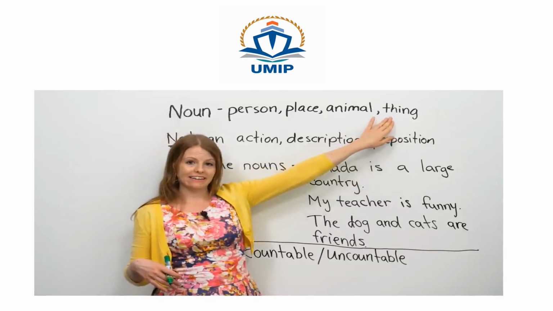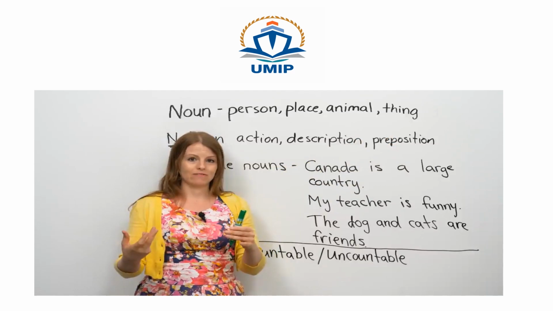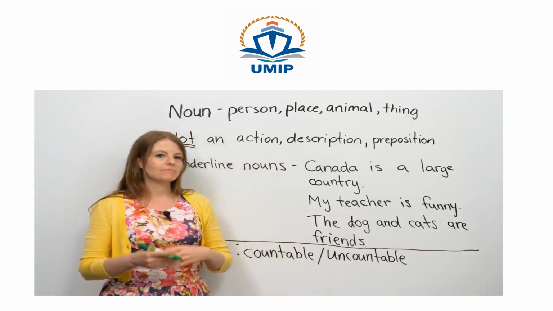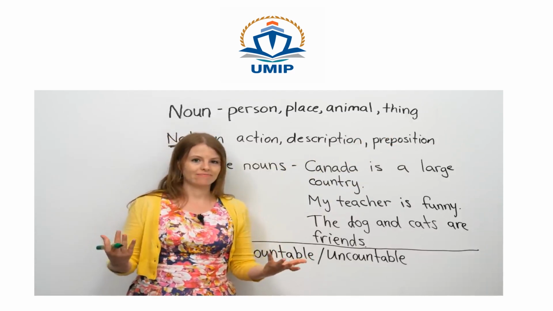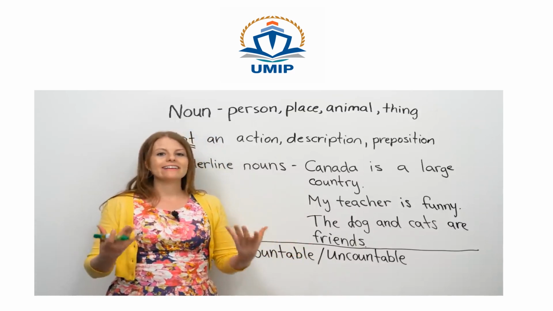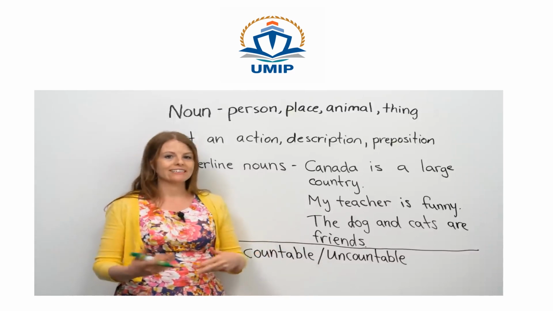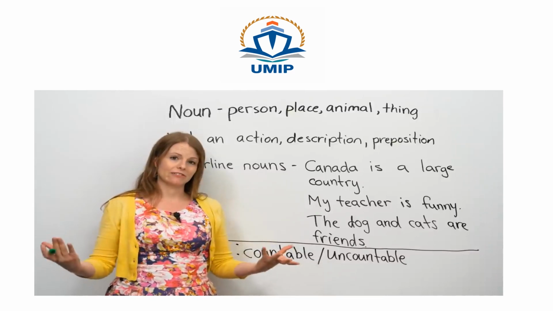It can also be a thing. This marker, the word marker is a noun, okay? And it can also be a feeling. Happiness is a noun. So a noun is a person, a place, a thing, an object, an animal. There are many things that are nouns.